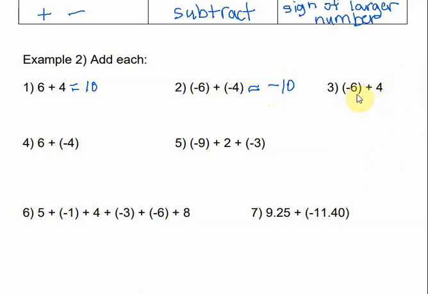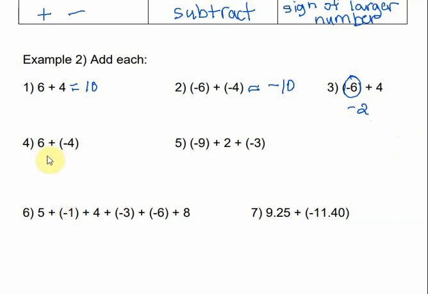All right, number 3, negative 6 plus 4. That's a positive 4 and a negative 6. My signs are different, so this time I'm going to subtract. So if I subtract 4 from 6, I get 2. Should it be positive or negative? Since the sign of my bigger number is negative, my answer is also negative.